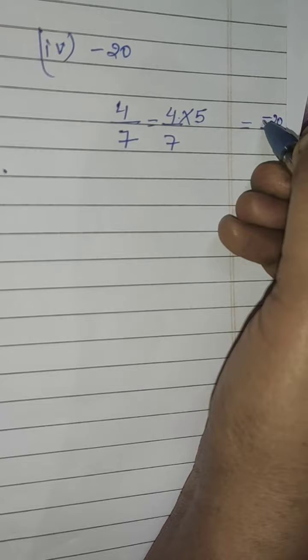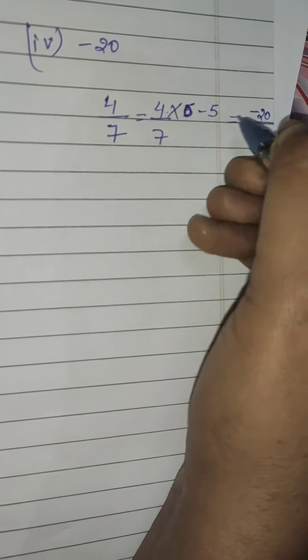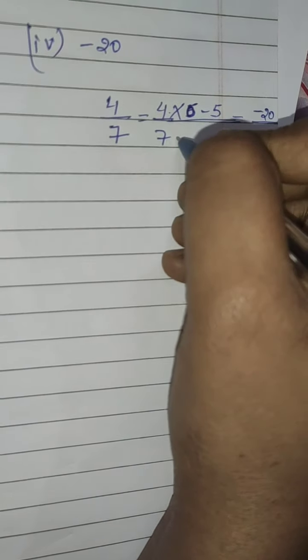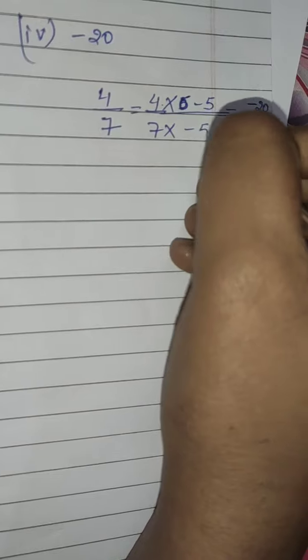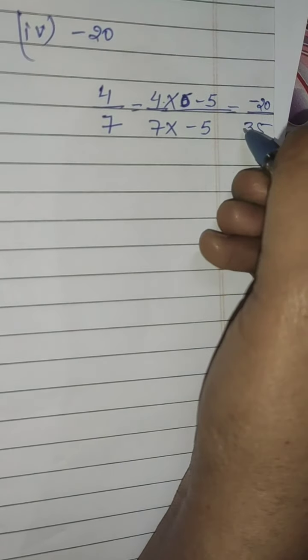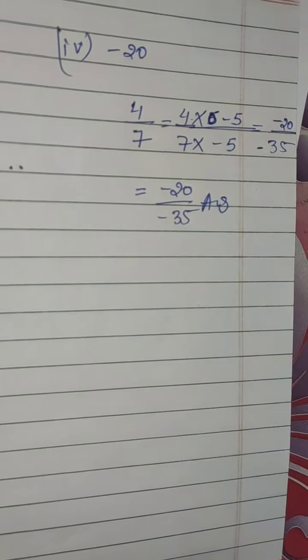But here is a minus sign. So sorry, here we will multiply with minus. So minus 5, when we multiply with the numerator, then we will multiply with the denominator also. So what do we get? 7 5s are 35, and this minus sign. So the answer is minus 20 by minus 35. Okay, this is the answer.